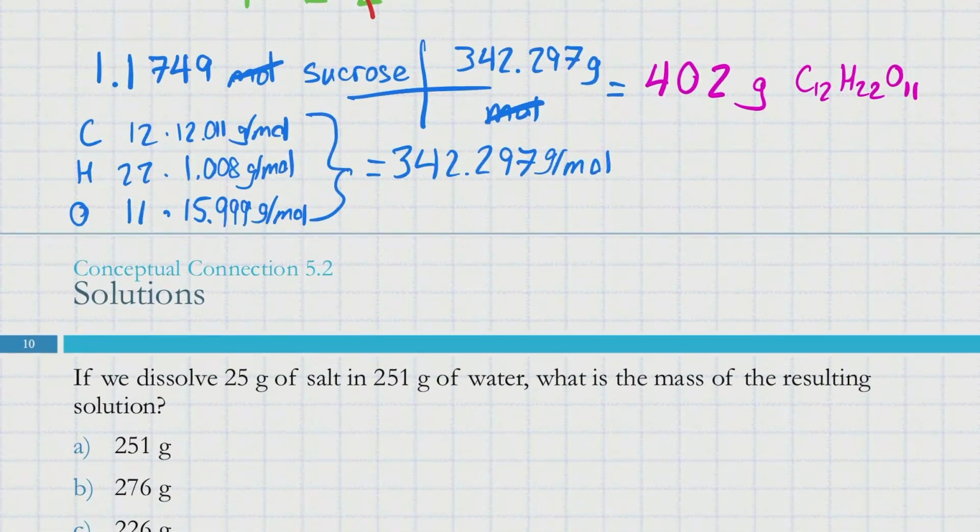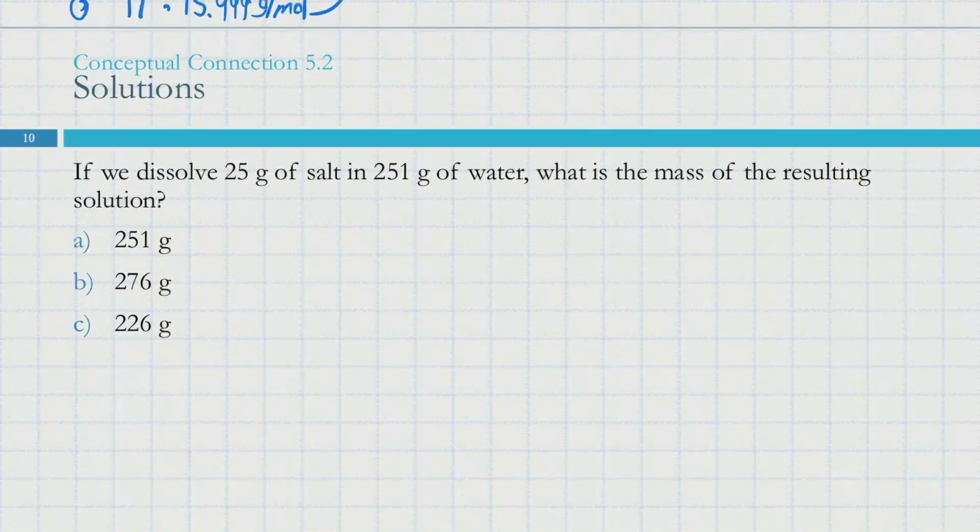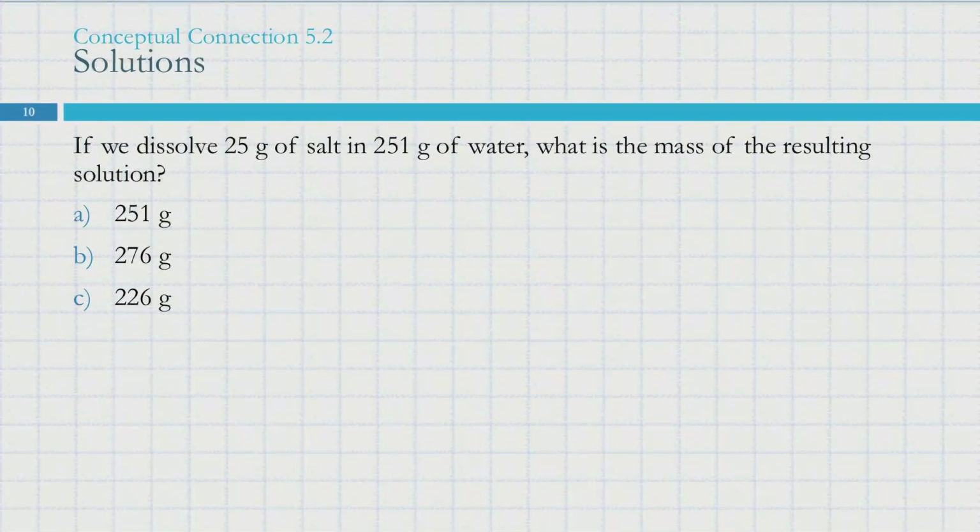All right, if we dissolve 25 grams of salt in 251 grams of water, what is the mass of the resulting solution? Think about it. Pick an answer. What do we think? We've got a guess for B. We've got a guess for A.